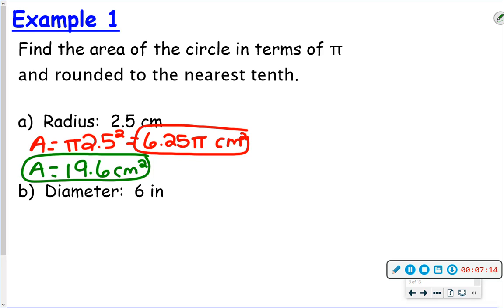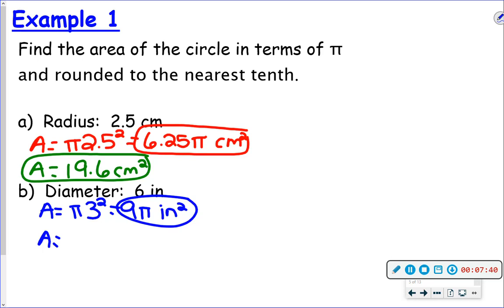Whatever, that's fine. Ooh, here's the real trickster of the day. Feel my sarcasm. If the diameter is 6, what's the radius? 3, okay. So we're going to do pi times 3 squared. What's your perfect exact answer? 9 pi. 3 squared is 9, 9 pi. I'm going to label. You know I love a label. And then you're going to type in your calculator 9 pi. Round to the 10th, what do you got? 28.3. Okay.